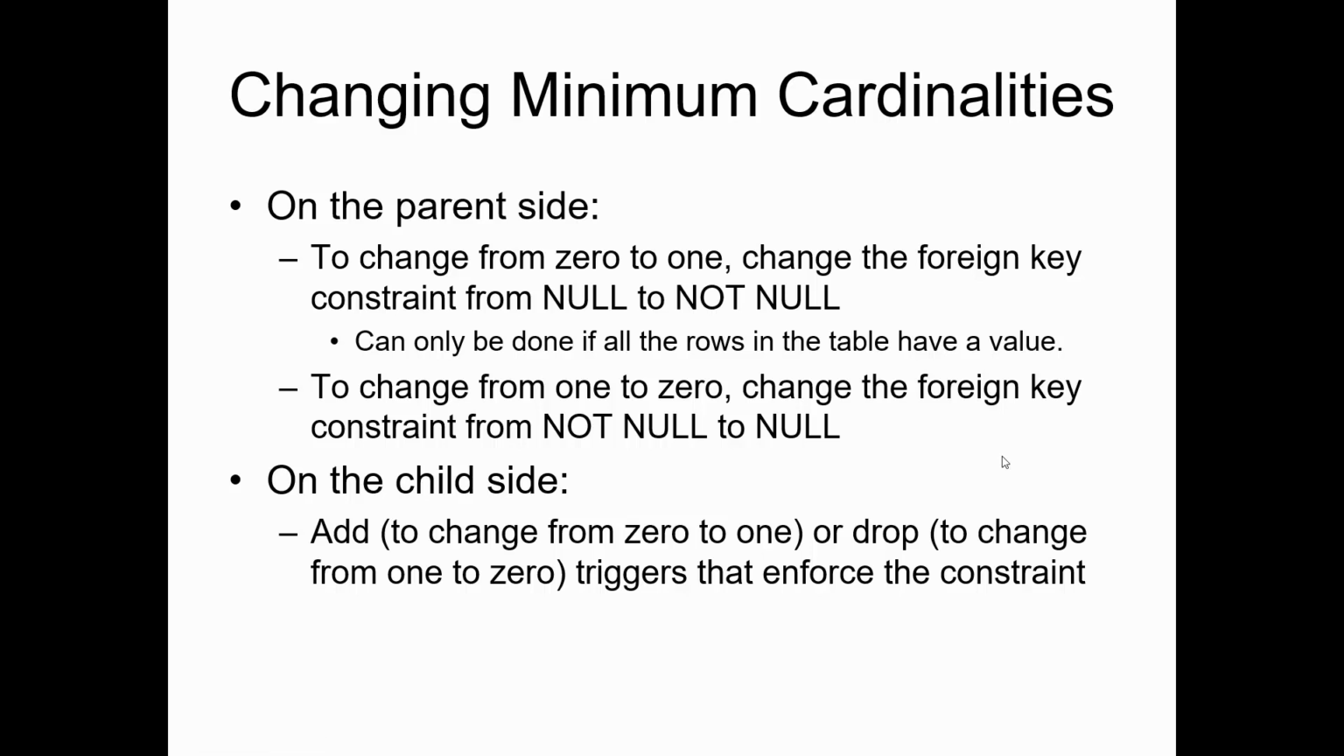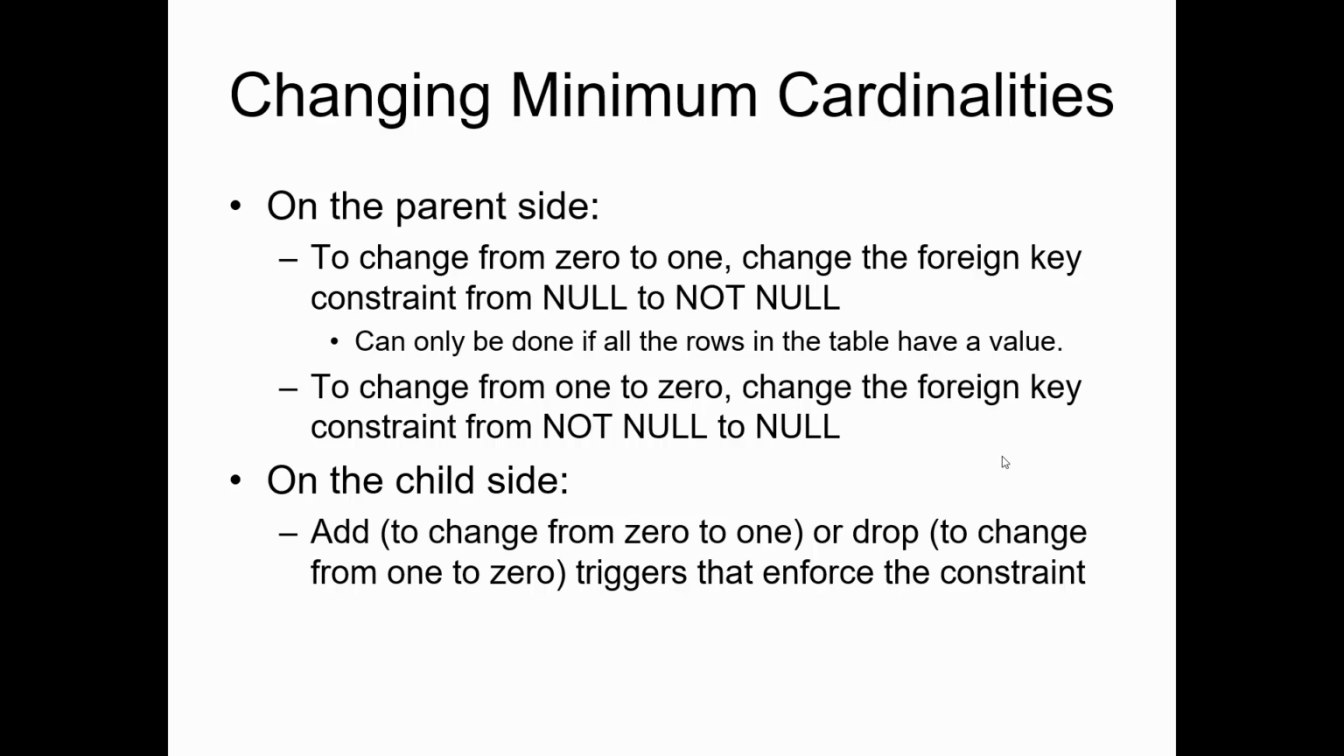For changing minimum cardinalities, if it was on the parent side, to change from 0 to 1, change the foreign key constraint from null to not null. Can only be done if all the rows in the table have values. Remember, you are changing from null to not null. So if any row is empty, then you will have a problem. You have to fill all the information and then change it from null to not null.